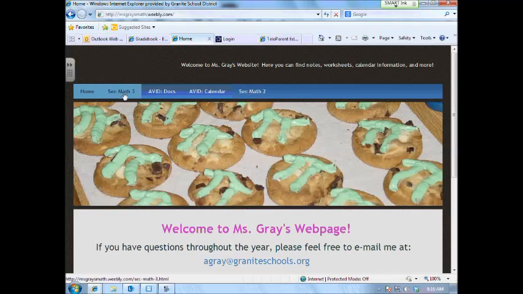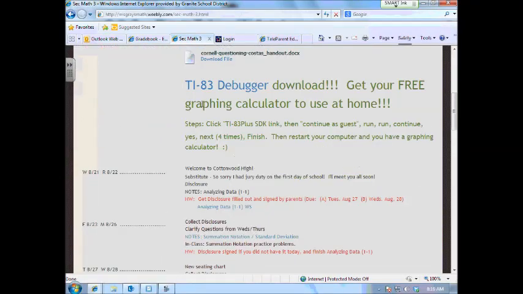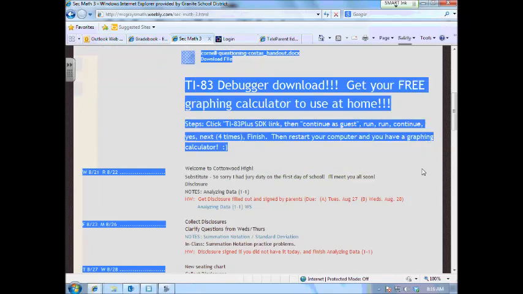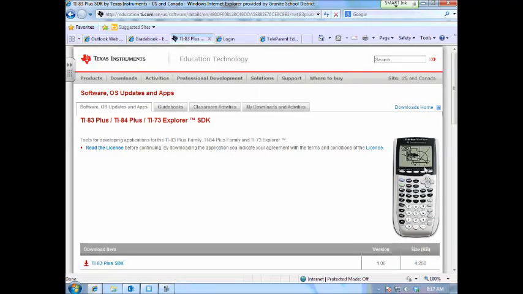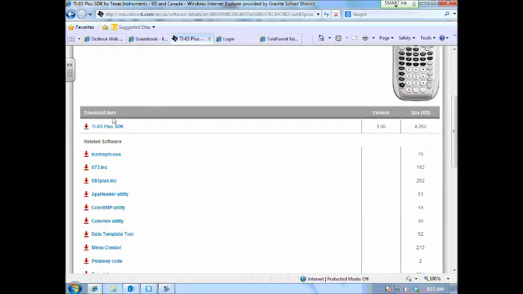Okay, you have your secondary 3. Click on secondary 3, and there's a calculator right here for you to install. It's free. You click on the link called TI-83 Plus SDK link. Then press continue as guest, and these are just the instructions of how to install it. So right here, that's how many times it took for me to install it on my computer. TI-83, I click it, and look, isn't this the same calculator we're using in class? Well, yellow, but it's the same. Yeah, it's similar.